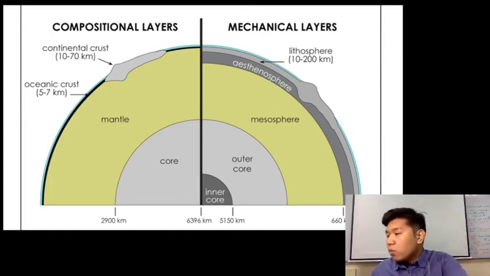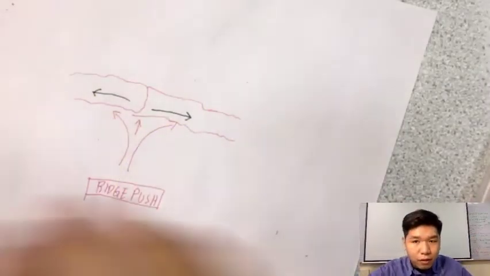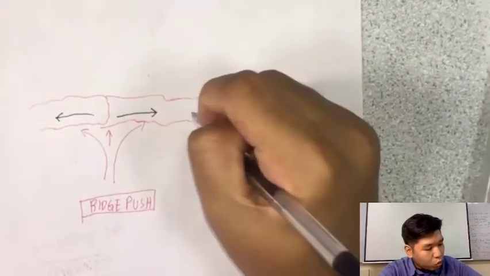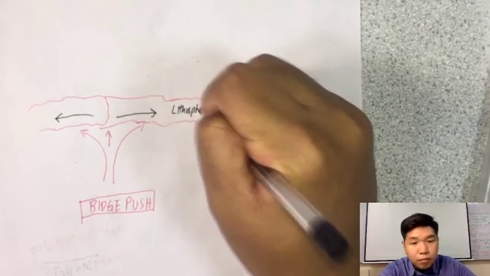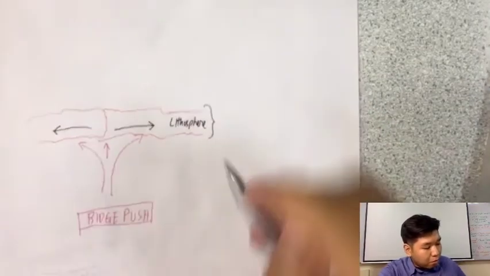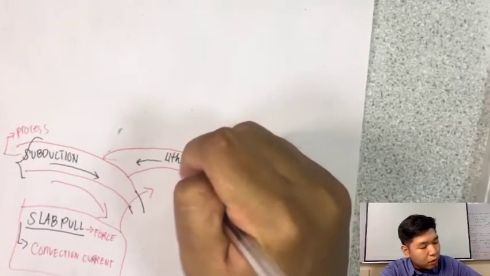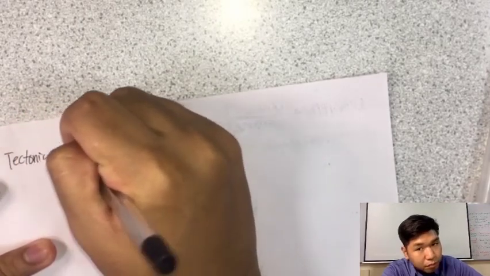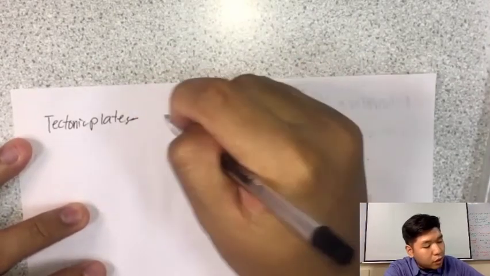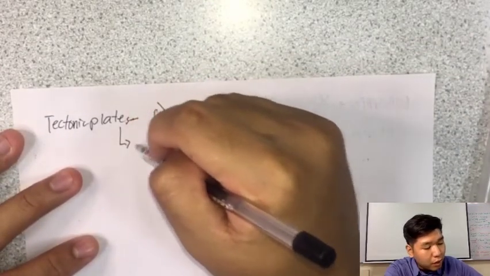Now, when we talk about these forces because of the convection currents, this layer is going to be the lithosphere. The tectonic plates are the lithosphere. They are not just the crust. That's not enough. The tectonic plates are the lithosphere.